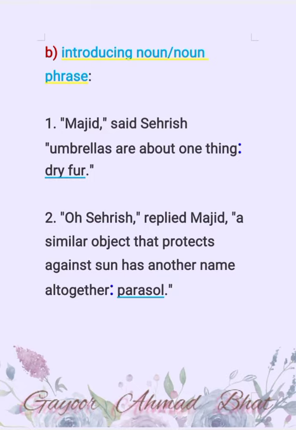Second, to introduce noun or noun phrase. For example, number 1, "Majid," said Sehrish, "umbrellas are about one thing: dry fur." Number 2, "Oh Sehrish," replied Majid, "a similar object that protects against sun has another name altogether: parasol." The noun phrase dry fur in the first sentence and the noun parasol in the second are introduced by colons.